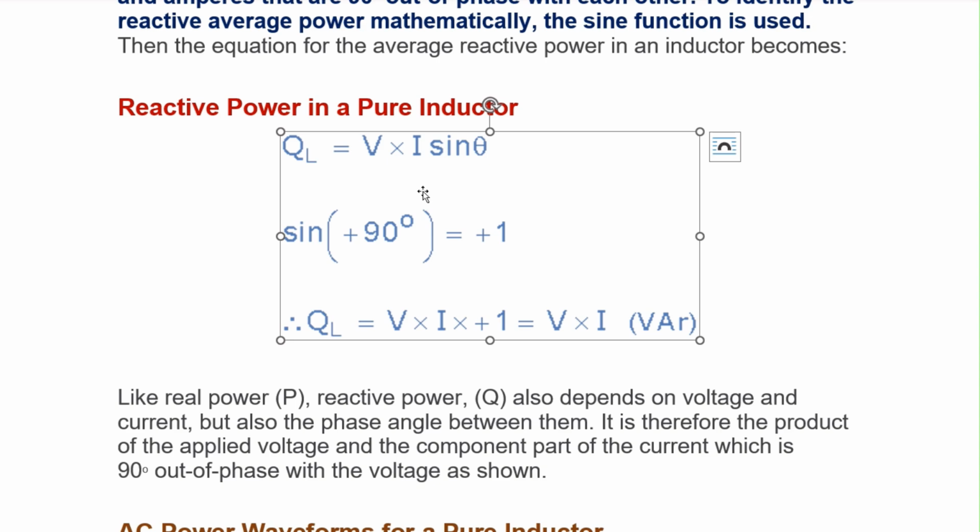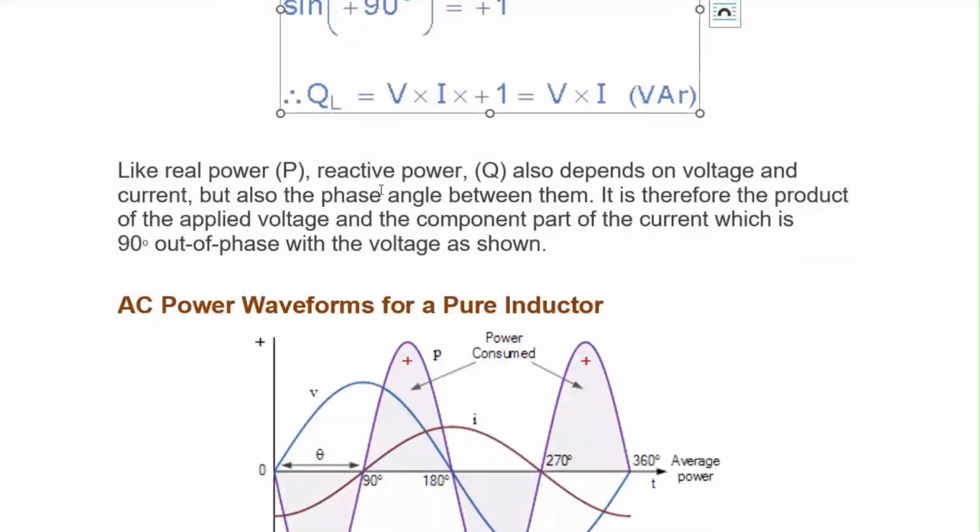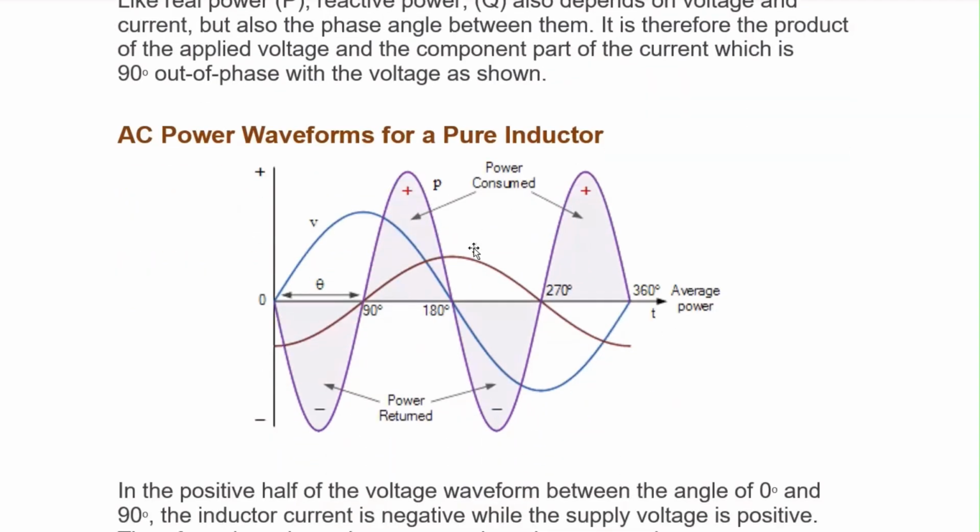But if you want to show this power in the circuit, you will have to take the sine value. So it is VI sine theta. Sine 90 degrees becomes 1, and this value is shown as VIR. Like real power, reactive power also depends on voltage and current, but also on the phase angle between them. It is therefore the product of the applied voltage and the component of the current which is 90 degrees out of phase with the voltage, as shown here.